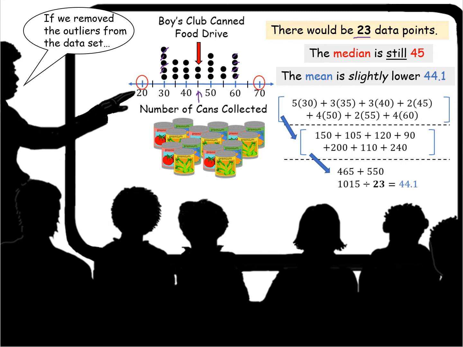Now the mean would be slightly lower. It calculates to 44.1, which is just slightly lower. I believe the mean before was 44.6. So it is slightly lower. It makes sense because you had a value of 70 here, and you had a value of 20 here. 70 plus 20 is 90, so that's going to be taken out of your calculation. And plus you're then also dividing that lower number by a smaller number of data points. So it is going to obviously lower it.